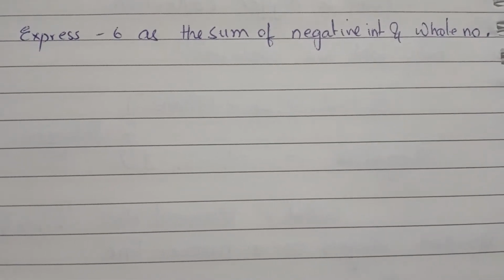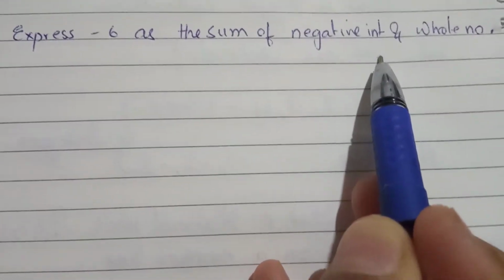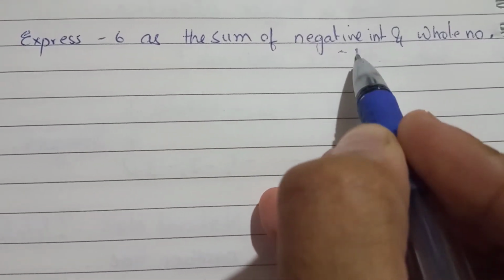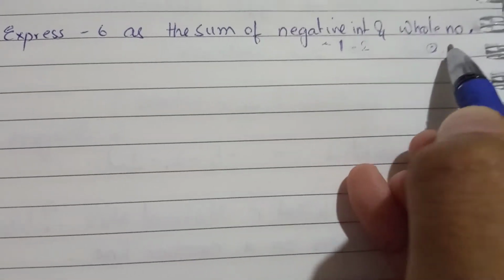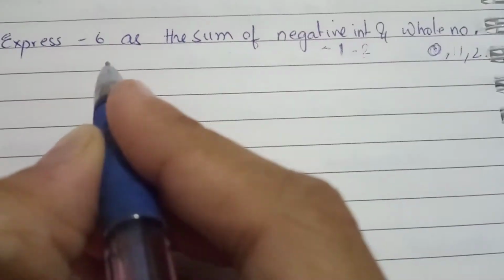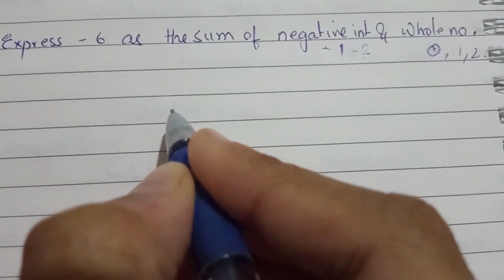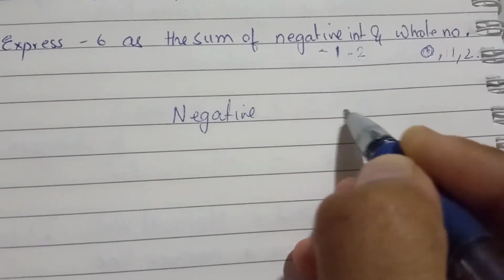Now let's express minus 6 as the sum of a negative integer and a whole number. Now I told you what a negative integer is: minus 1, minus 2, minus 3. And you have to use whole numbers, that is 0, 1, 2, 3. So you should get the answer minus 6 when you add up the negative integer and the whole number. Your answer should be minus 6.